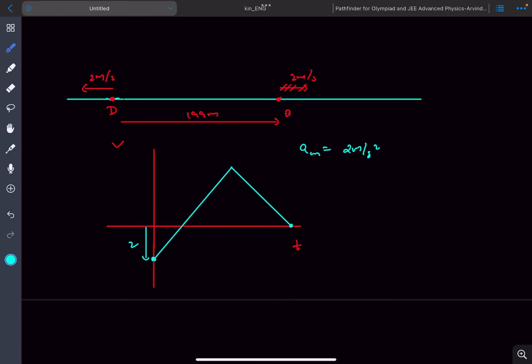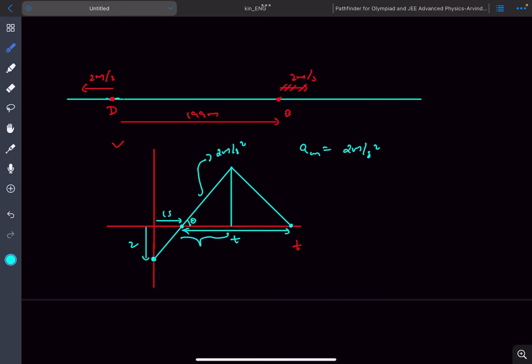So now let's find out the area. The slope of the VT curve gives you the acceleration, so the slope of this line is going to be 2 meters per second square. Hence we can say that this time is going to be 1 second, because 2 divided by 1 is 2, so the slope is 2. Let's say the base of this triangle is t seconds. And for the height of this triangle, we can use the slope formula: if this is theta, then tan theta has to be 2.